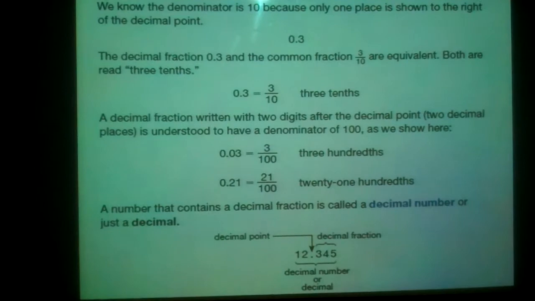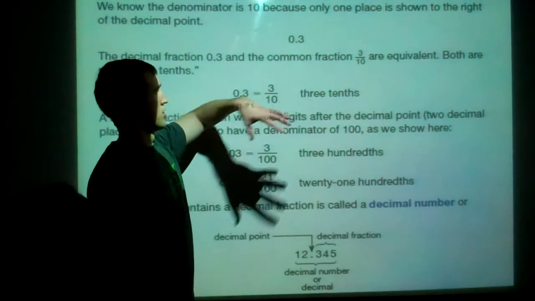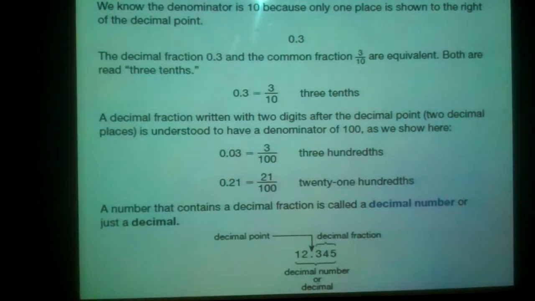Alright, so where they were talking about this right here. We know the denominator is 10 because only one place value is shown to the right of the decimal point. So we know that this is our tenths place value. So instead, we would pronounce that 3 tenths because that's in our tenths place. That would be with the THS there. So the decimal fraction 0.3 and the common fraction 3/10 are equivalent. And they're both read 3 tenths, like I said before. So fraction and decimal number, they're equal, and 3 tenths. Okay, that's how we pronounce it.